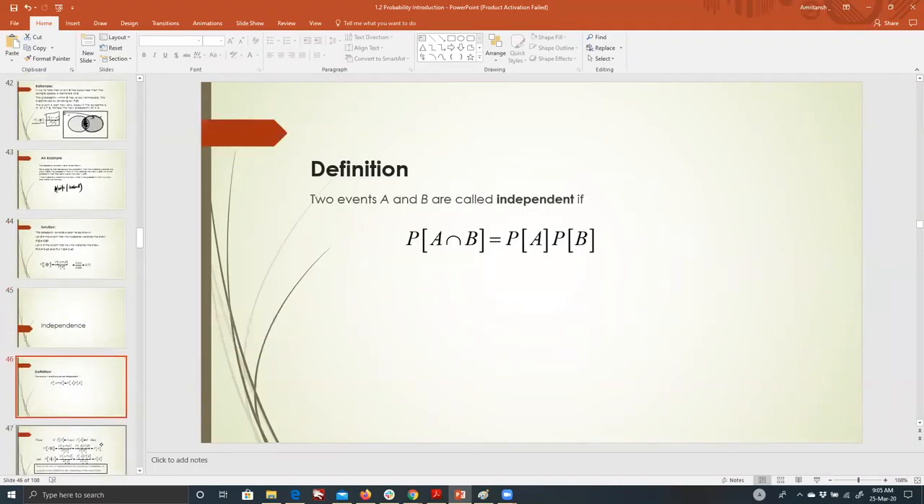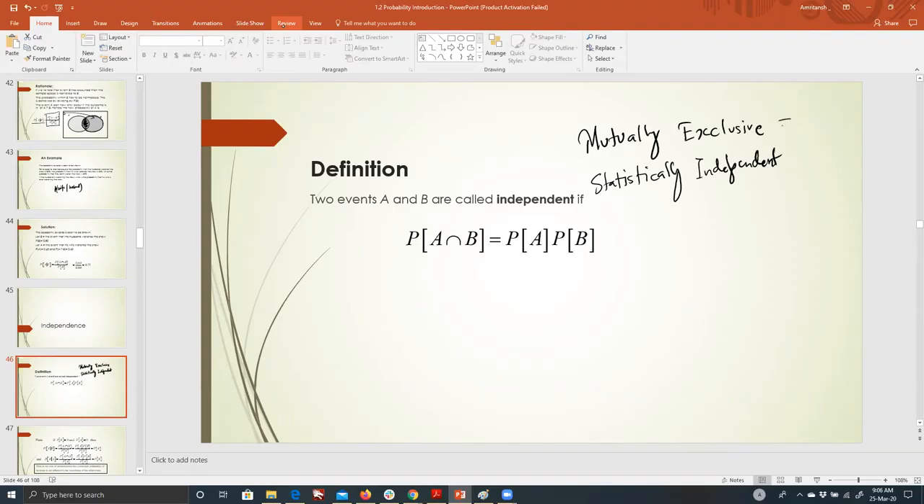Okay, another definition. Sorry about so many definitions. When are events called independent of each other? There are two things. First, let me explain properly because otherwise people will get confused: mutually exclusive and statistically independent. What are these?